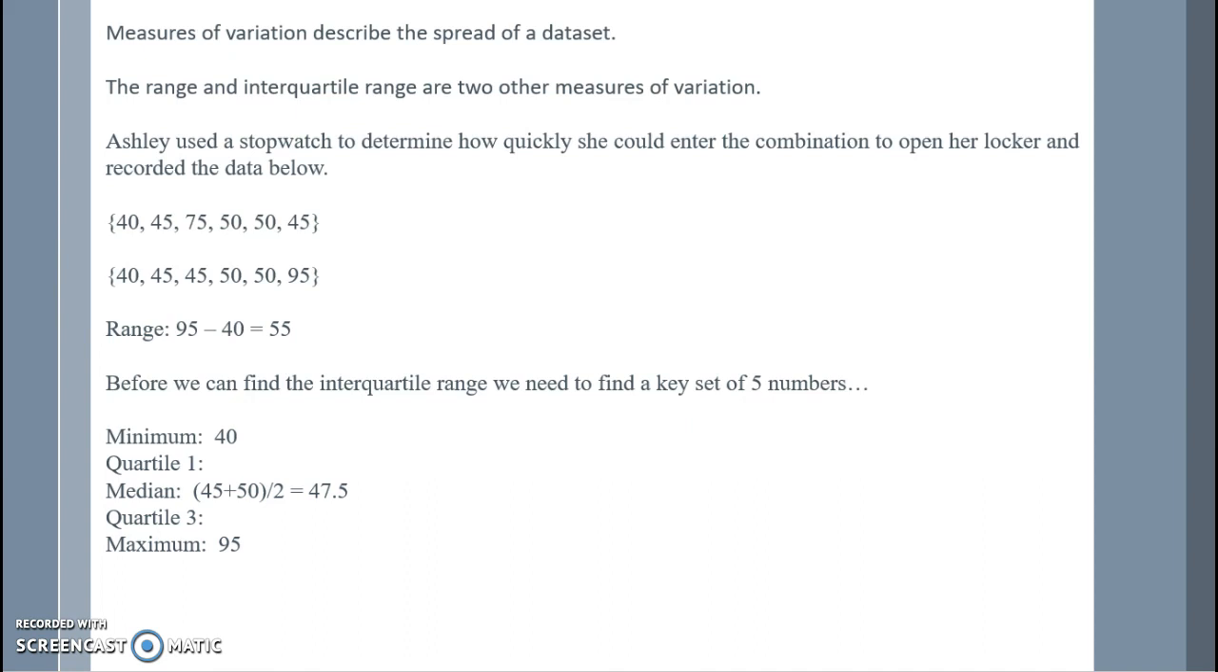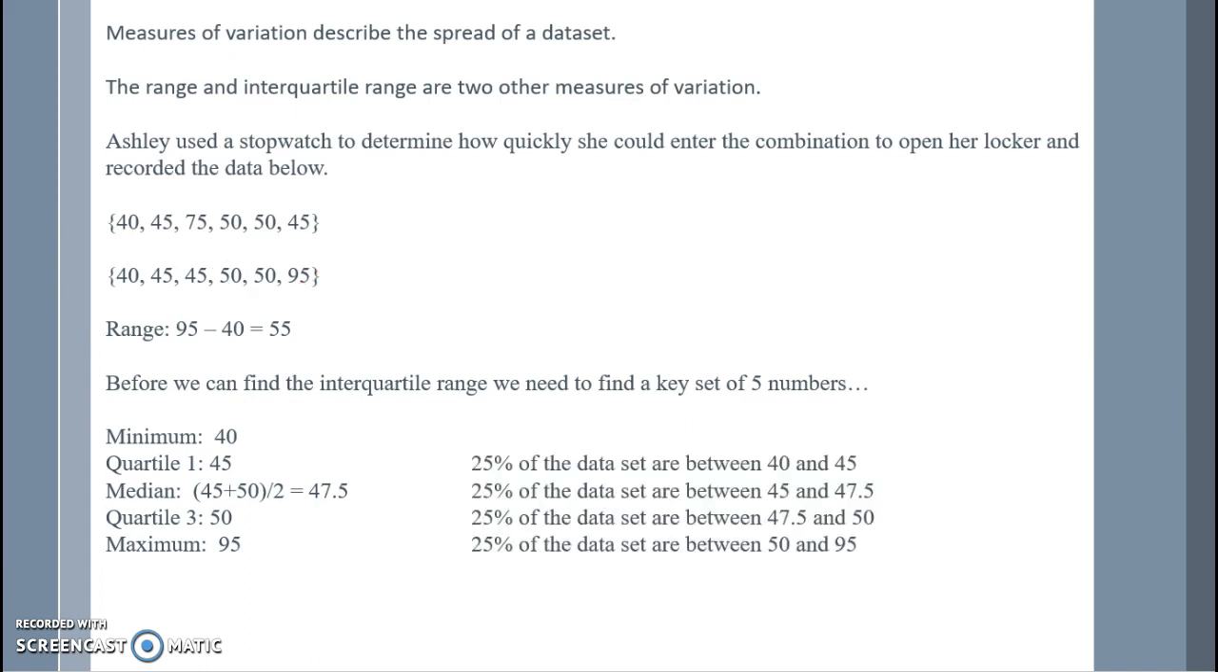me 47.5. To find the first quartile, we look at the first half of the numbers and find the median of that first half. The median is 45. Similarly, with the second half of the data, we find the median of the second half, so 50.